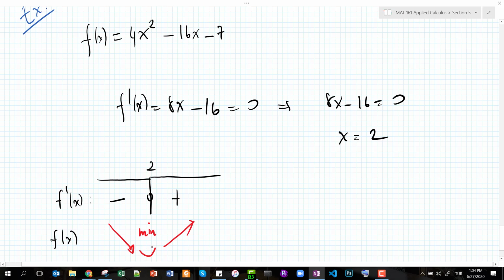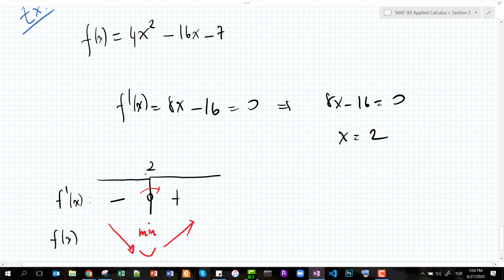But look, the first derivative test says the same thing, right? Since you have a changing point where your derivative changes sign from negative to positive, that's why you have the minimum point at that point. If you draw the graph of this function, you are absolutely going to see the minimum point at x equal 2.